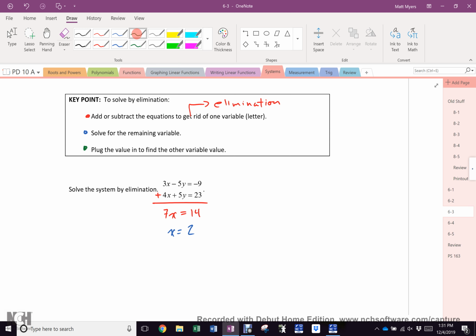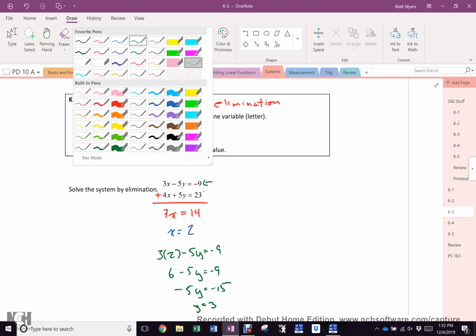Boom, boom. How many people put x in the first equation? Yay! And you, of course, got 3 times 2 minus 5y equaled negative 9. 6 minus 5y equaled negative 9. Negative 5y equaled negative 15. y equaled 3. How many of you put x in the second equation?